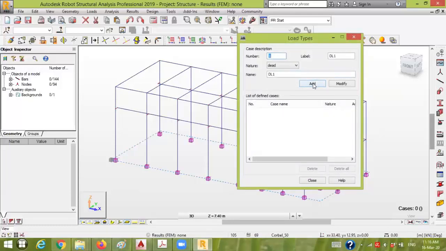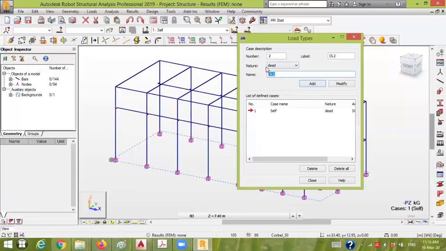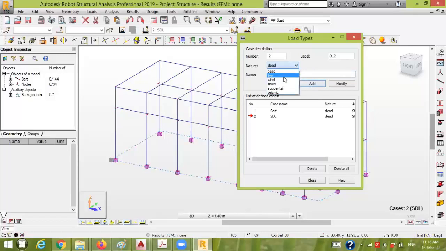So we'll have for sure the dead load. I will say that this is the self weight. Another case of dead load, SDL, superimposed dead load. A third case, the live load. And a fourth case, a wind load.